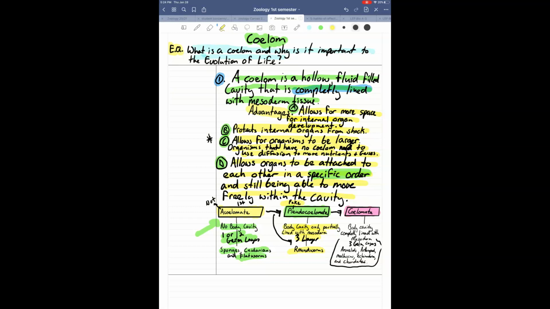And the third and final word is the actual true coelomates. These guys have a body cavity that is completely lined with mesoderm, compared to the pseudocoelomate that has a body cavity that's only partially lined with mesoderm, compared to an acoelomate that doesn't even have a mesoderm. Now, it has three germ layers like the pseudocoelomates, but again, they have a complete body cavity completely lined with mesoderm. And examples of this are annelids, which are segmented worms, arthropods, mollusks, echinoderms, and chordates.